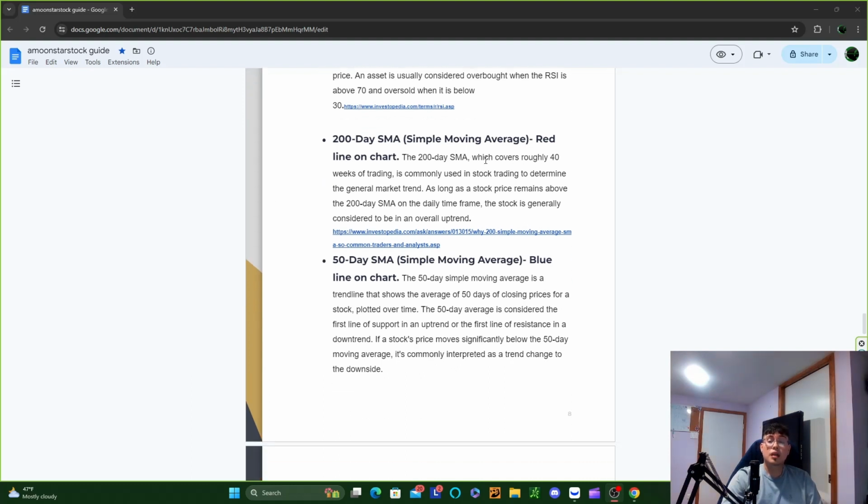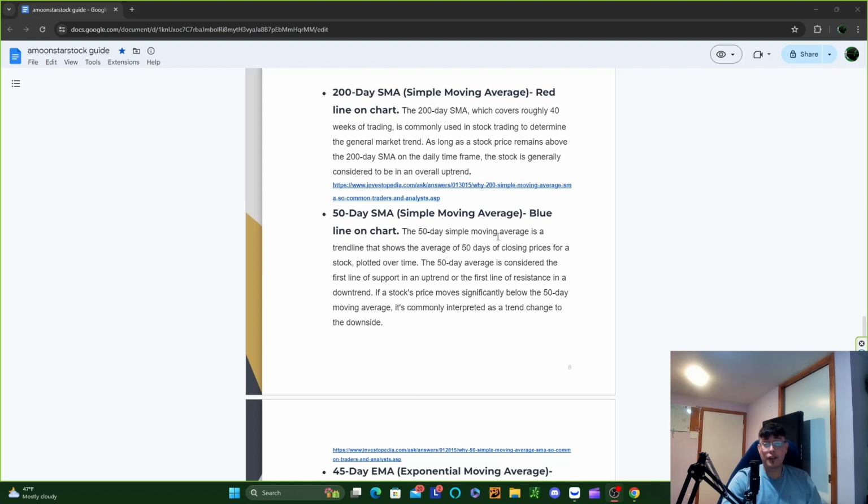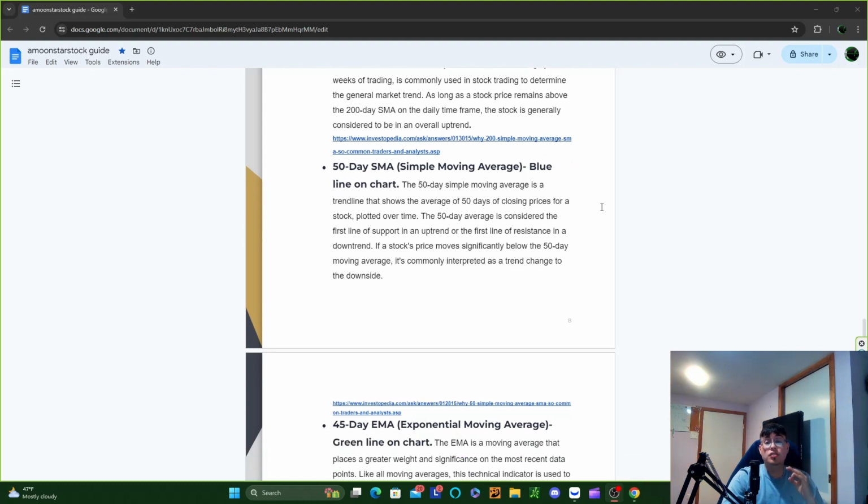The 200-day SMA, which covers roughly 40 weeks of trading, is commonly used in stock trading to determine the general market trend. As long as a market price remains above the 200-day on the daily time frame, the stock is generally considered to be in an overall uptrend. 50-day. The 50-day simple moving average is a trend line that shows the average of 50 days of closing prices for a stock. The 50-day average is considered the first line of support in an uptrend or the first line of resistance in a downtrend. Helps so much. I will show you guys.